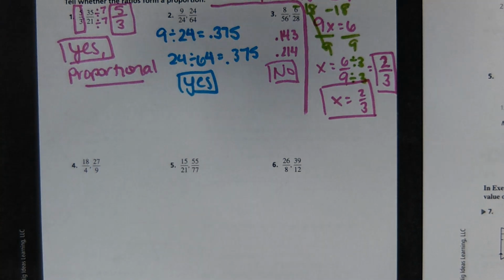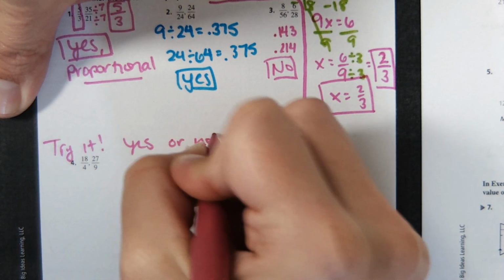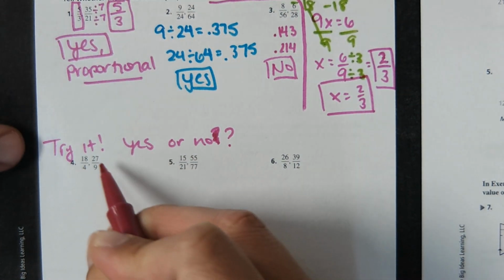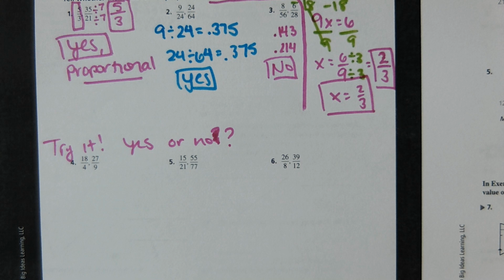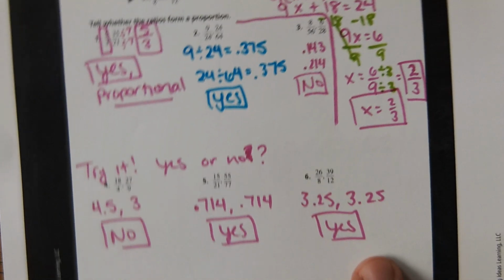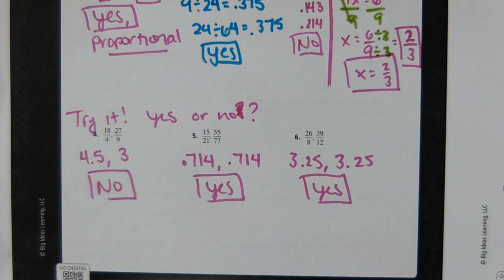Okay, so for these bottom three, I want you to try it. You're just going to answer yes or no. For each of these, you'll divide them, see if they come out to the same decimal. If they do, then they are proportional. Freeze this. Okay, so here is what I got. I got no, yes, yes, and those are the decimals I got from plugging it into the calculator. I'm just dividing the two numbers to see if they come out to the same decimal.